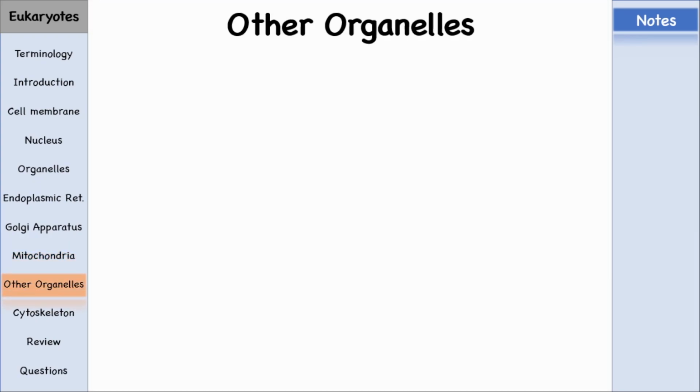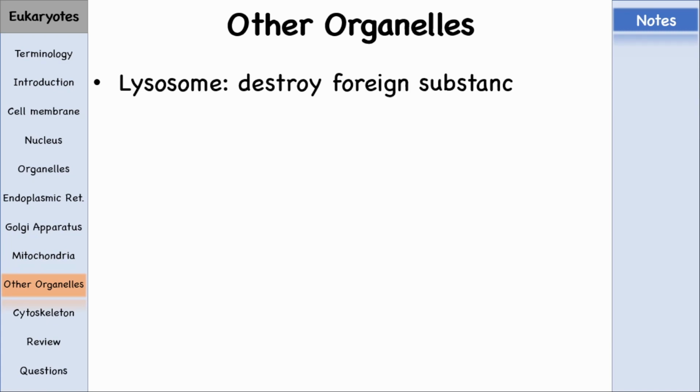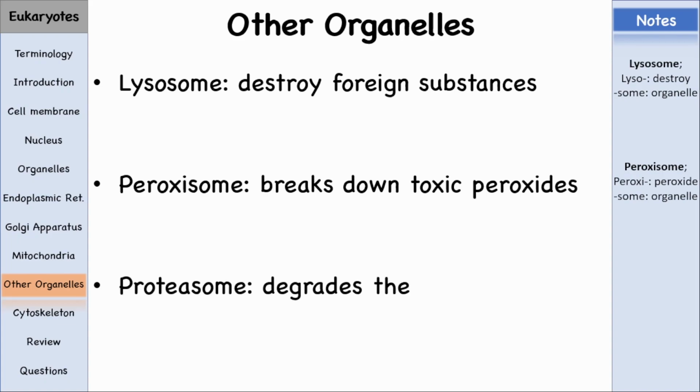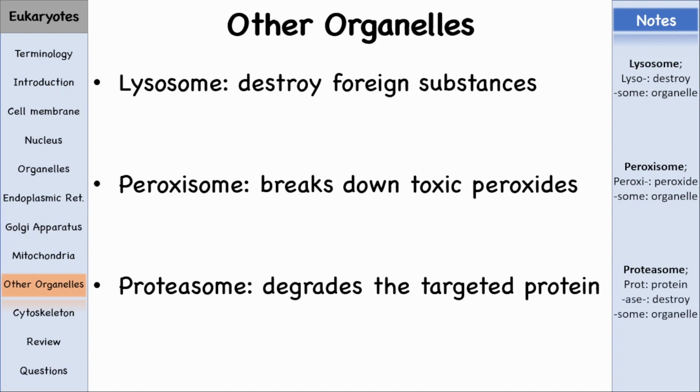These were the main organelles in the eukaryotic cell. There are also other organelles, such as the lysosome, which destroys foreign substances such as viruses, the peroxisome, which breaks down toxic peroxides such as oxygen monoxide, and the proteasome, which destroys or degrades the damaged proteins in the cell, and the misfolded proteins that were commanded to be destroyed by the rough endoplasmic reticulum.